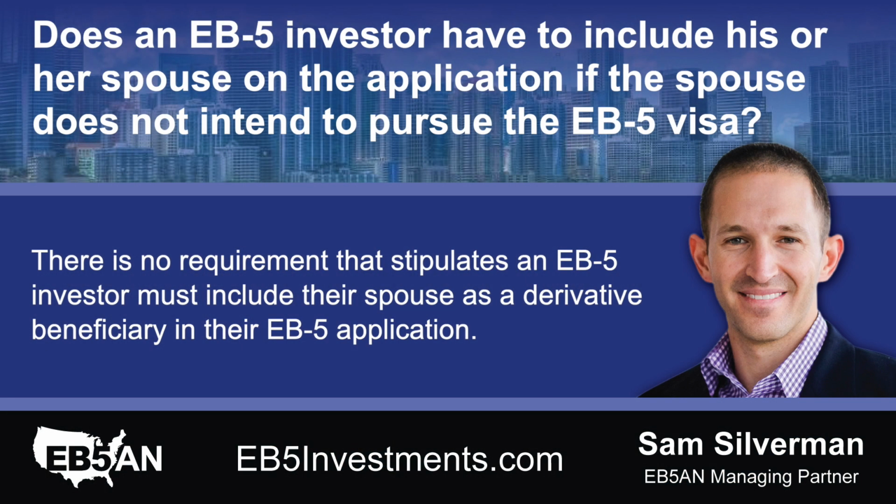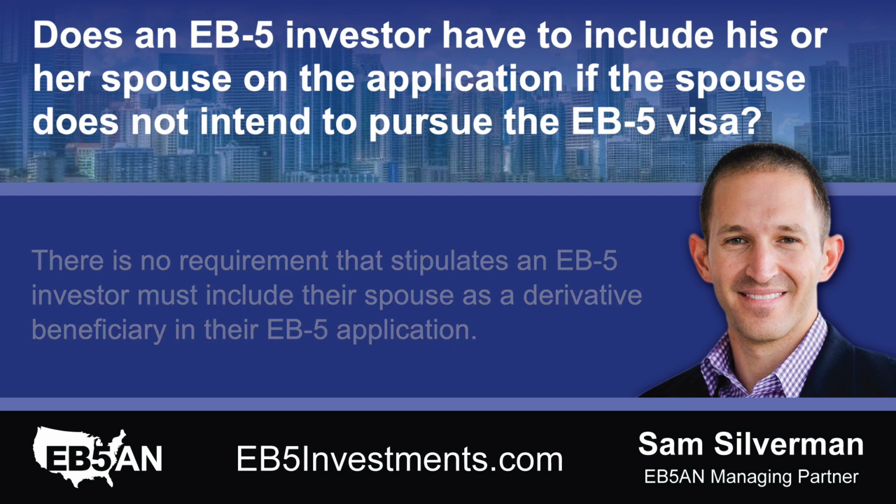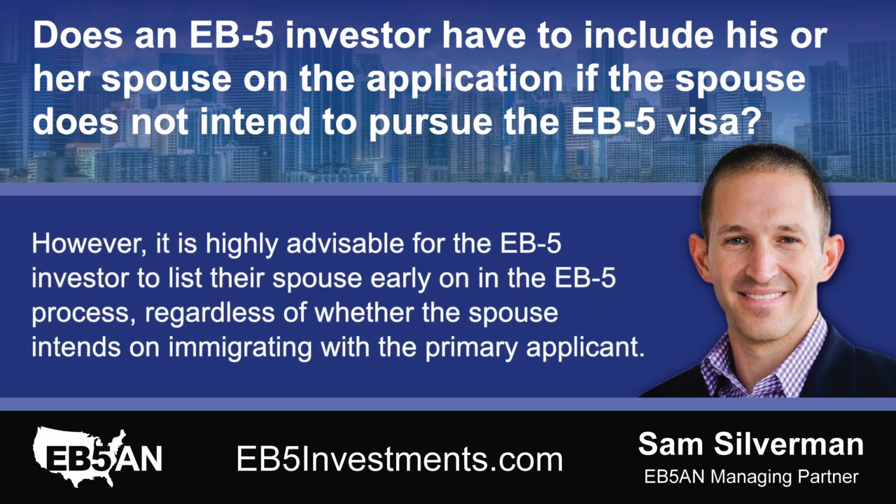Does an EB-5 investor have to include his or her spouse on the application if the spouse does not intend to pursue the EB-5 visa? There is no requirement that stipulates an EB-5 investor must include their spouse as a derivative beneficiary in their EB-5 application. However, it is highly advisable for the EB-5 investor to list their spouse early on in the EB-5 process, regardless of whether the spouse intends on immigrating with the primary applicant.